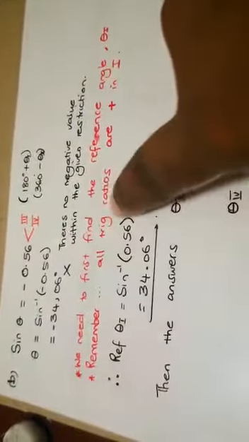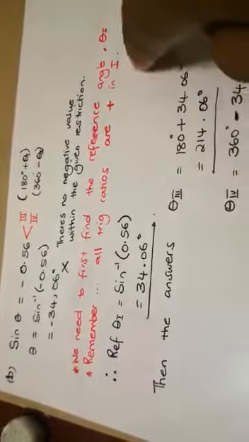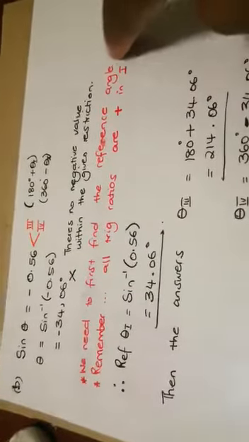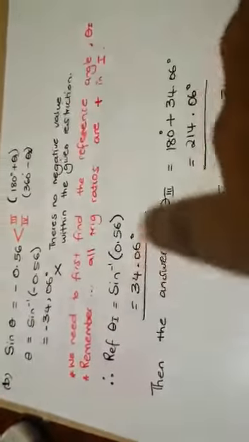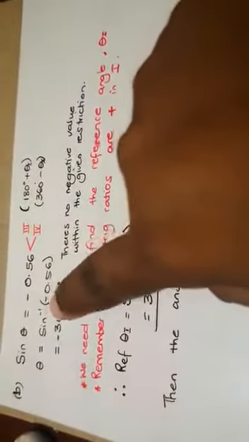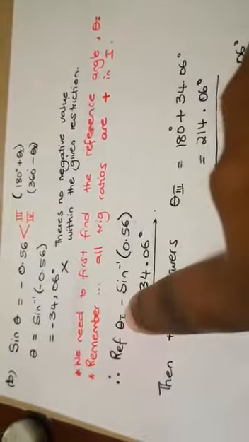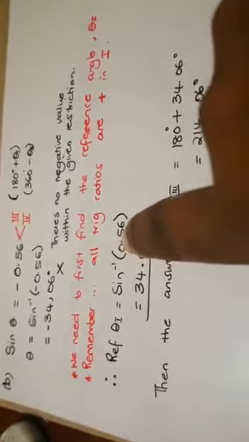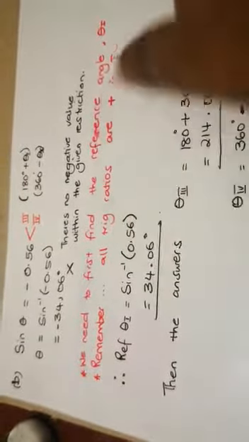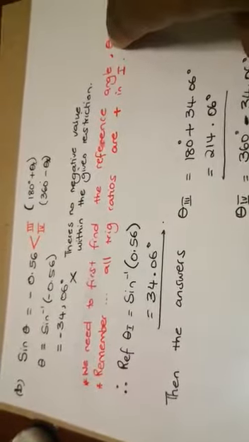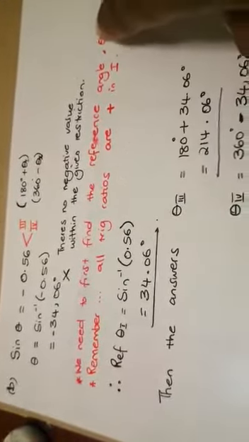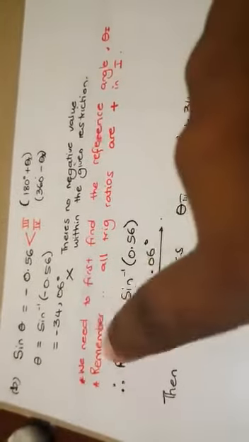Okay, so remember all trig ratios are positive in the first quadrant. So if you are looking for an angle that is in the first quadrant, we cannot use negative. So we drop the negative here so that we can find our reference angle, and it becomes 0.56. We are dropping it because we are looking for an angle in the first quadrant, and in the first quadrant, none of the trig functions are negative. So that is why we drop the negative.